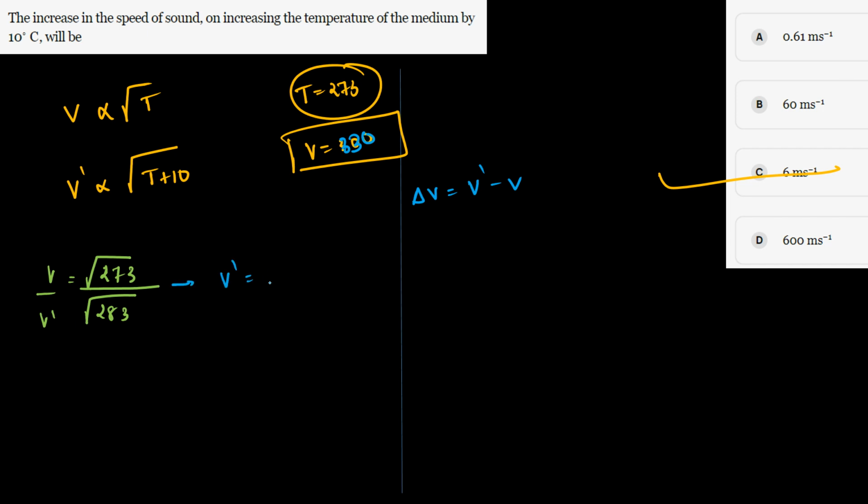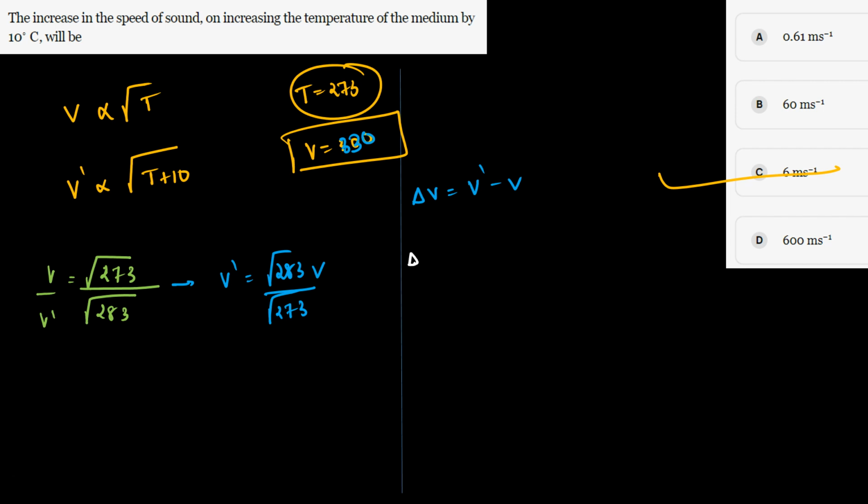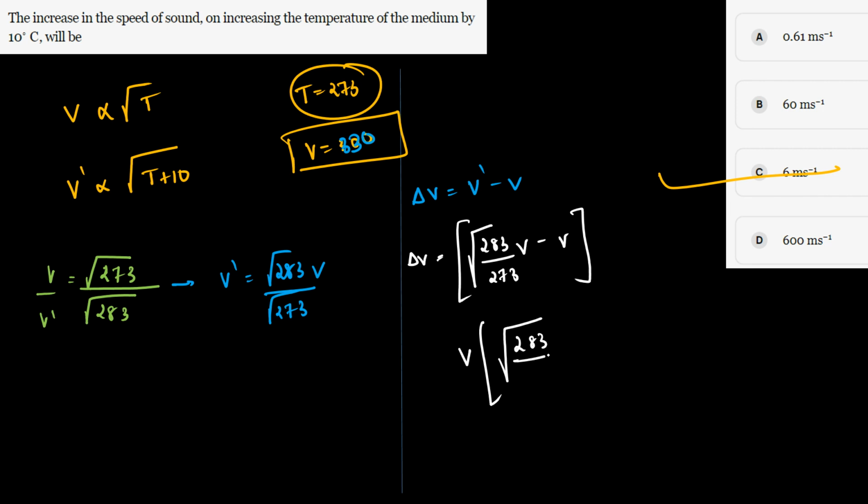V dash is going to be equal to square root of 283 divided by the square root of 273 multiplied by V. Plug in the same value over here to find out the difference. So delta V will be equal to, what is your V? Here I can make a note. Square root of 283 over 273 times V minus V. And now I can take V as a constant, right? And I can take it common outside. And here I will be getting square root of 283 divided by 273 minus 1.